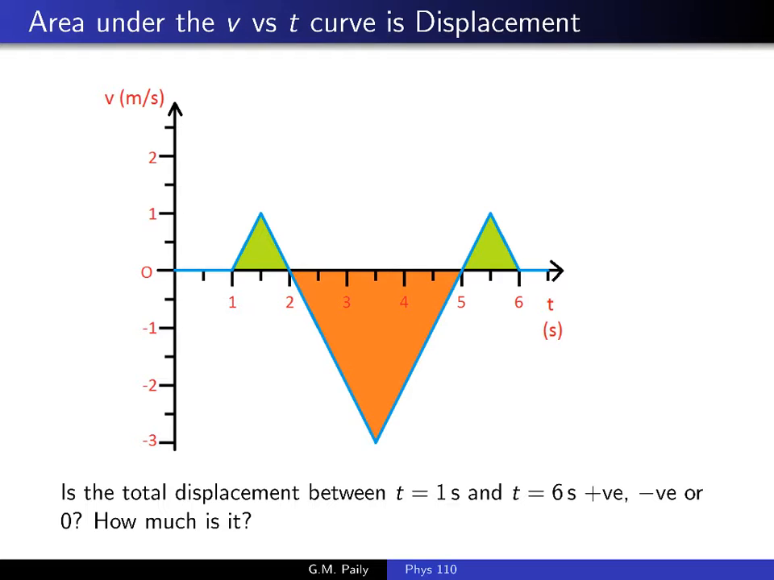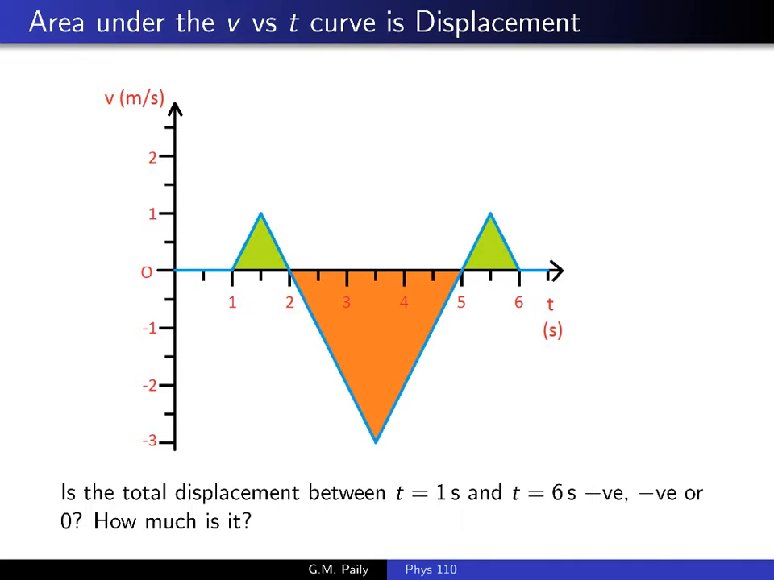So here's a question. Is the displacement between t equals 1 and t equals 6 positive, negative, or 0? And how much is it? The first part is easily answered. We can see that there is clearly more negative area than there is positive area, and so the total displacement will be negative.